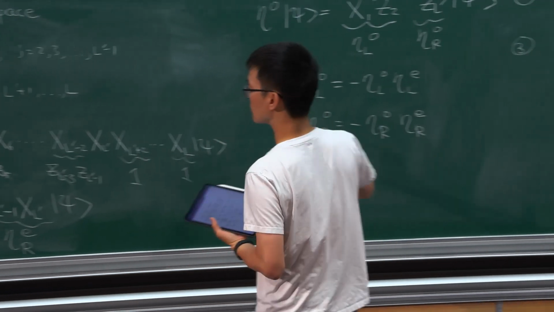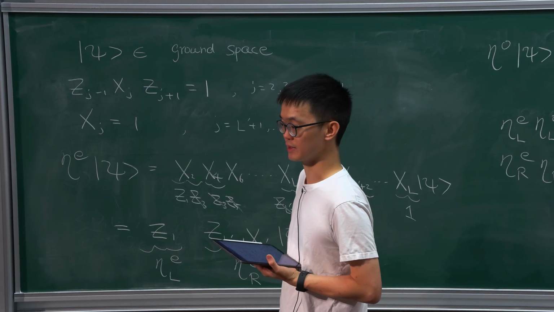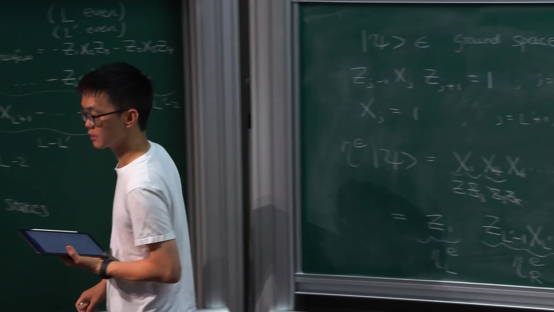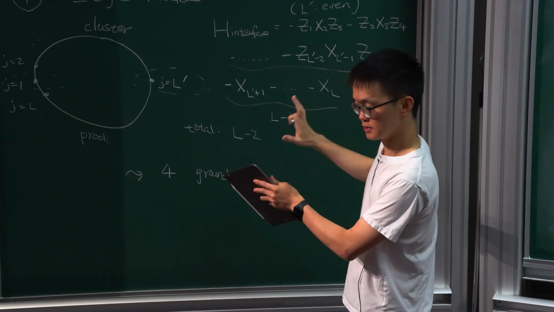Oh, you can also check in this model. Let's see, this guy commutes with the entire interface. So is that something general? Yeah, I can check. Right. So indeed, in this simple model, this is obvious.